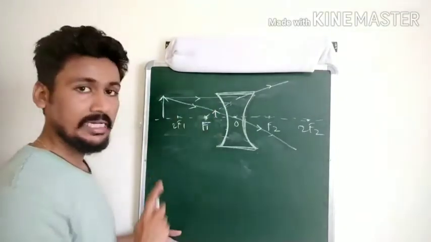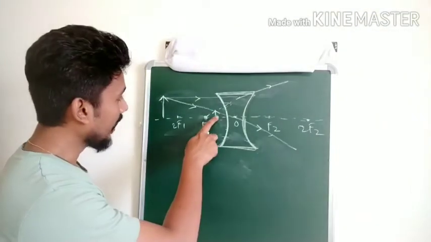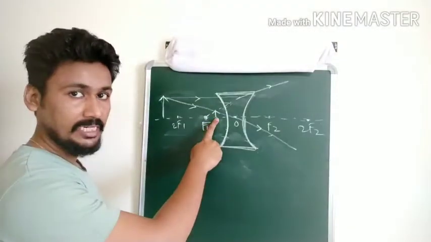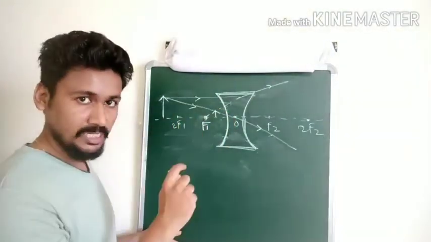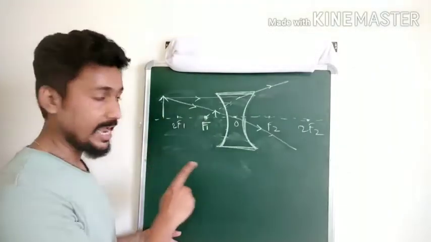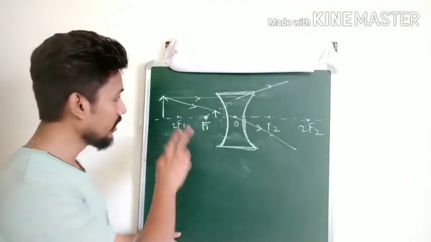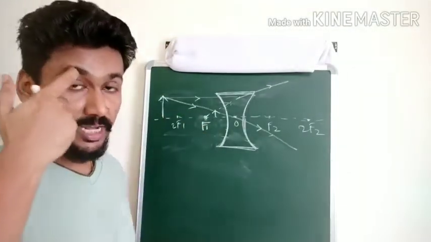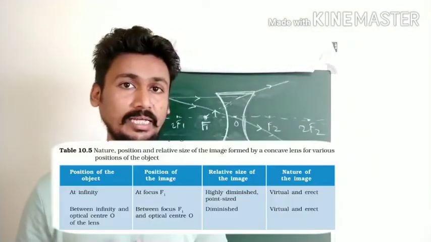It is not a real image. Fine. And what else do you see about this image? It is smaller in size, so it is diminished. Okay. It is virtual and again it is erect. Okay. So these are the two cases for image formation by concave lenses.